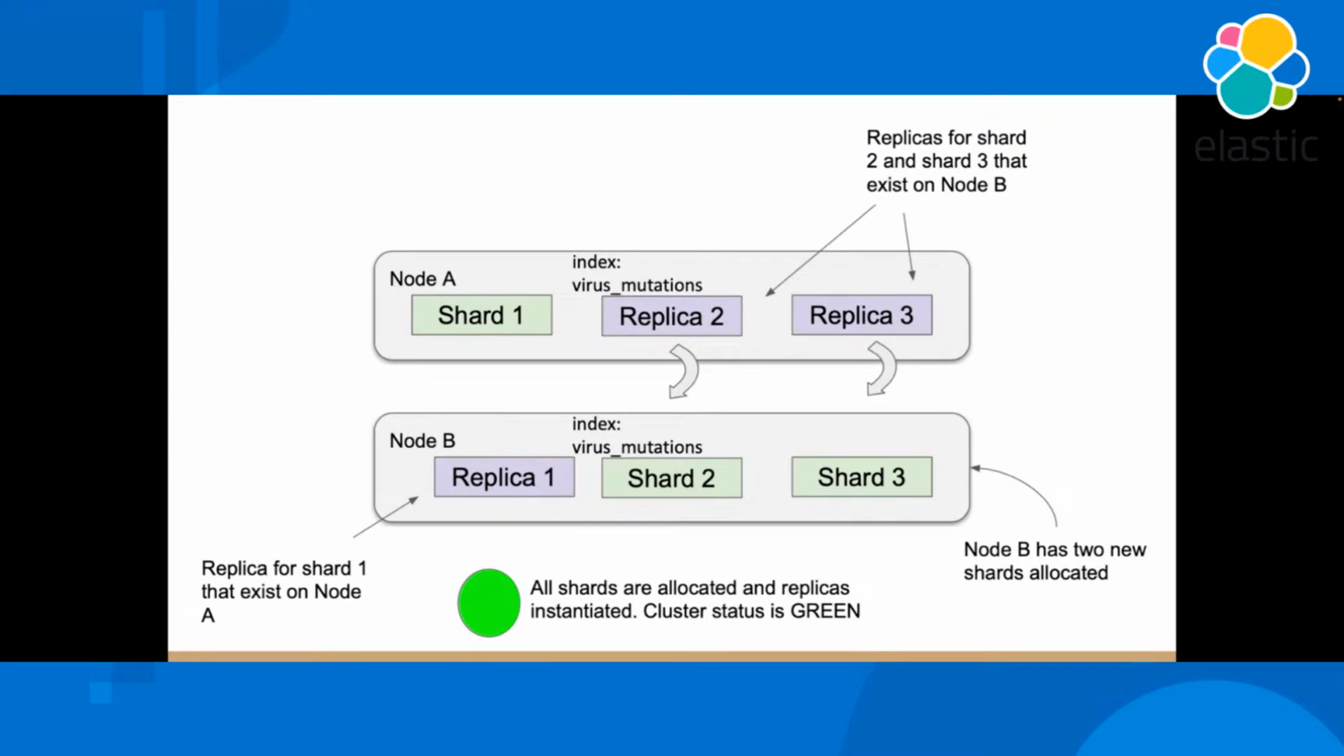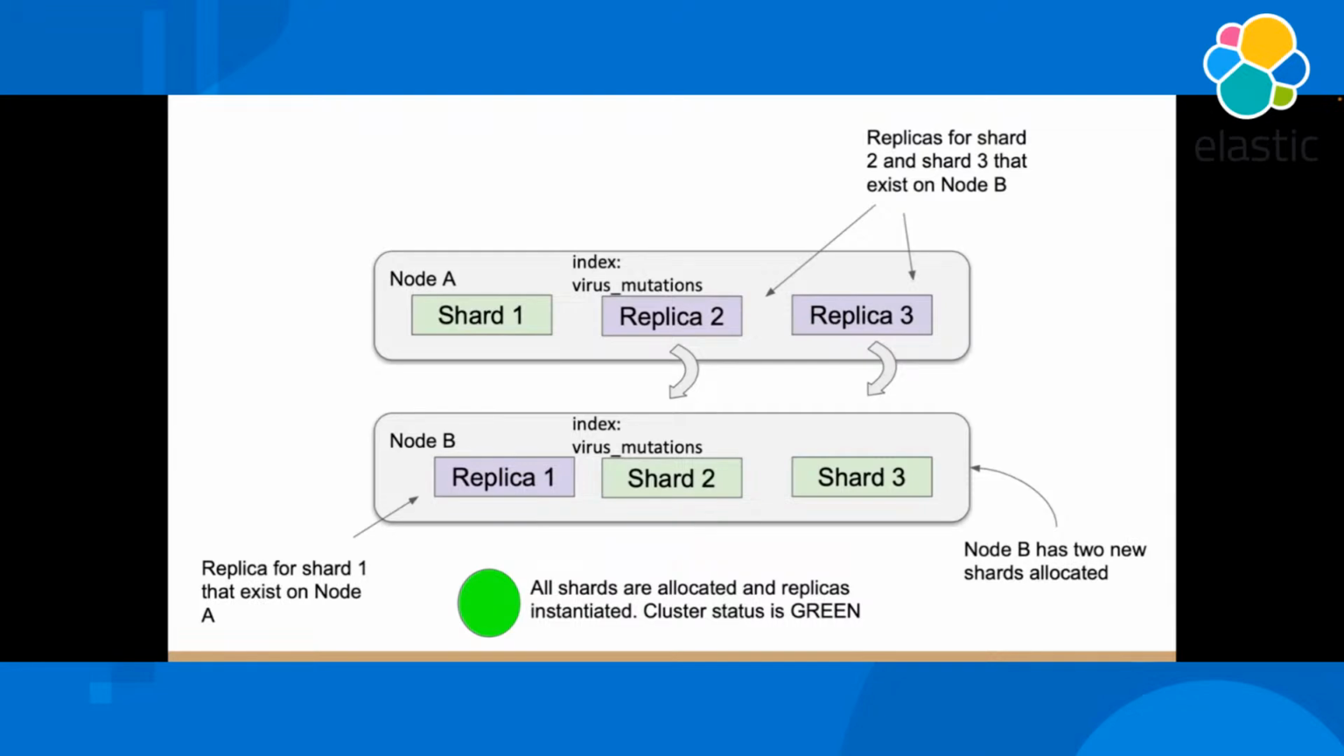In this instance, because there is a second node, it's going to go and create replicas and copy the data for those replicas. But look at how the replicas are created. Shard 1's replica is on node B, because shard 1 is on node A, and replica 1 is on node B. That is a copy of shard 1.